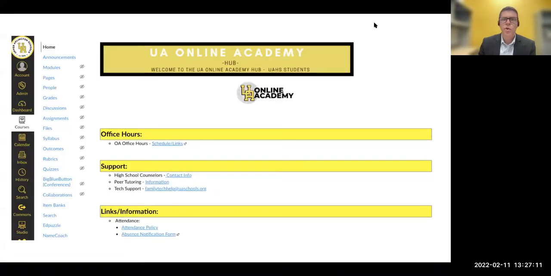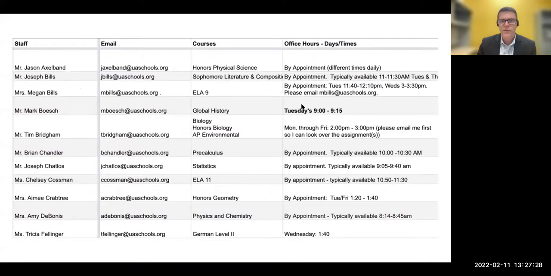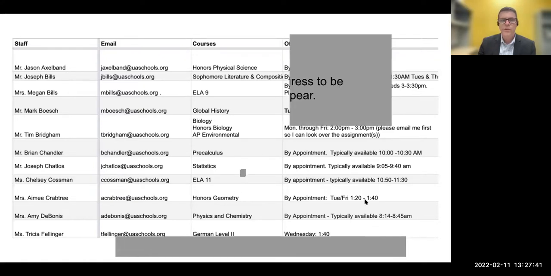Students in the middle school or the high school are both going to have direct connection to an online academy space within Canvas. And this is going to give you a lot of information about schedules, about connecting with your teachers, and then any of the weekly updates that are coming out you would find in this space as well. And within that space, one of the things you'll find is a list of your teachers who are supporting certain courses so that you know how to reach those teachers and when their office hours are.